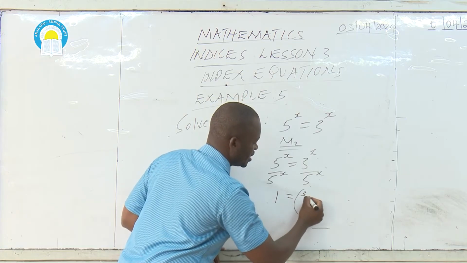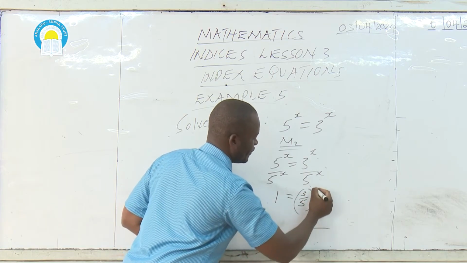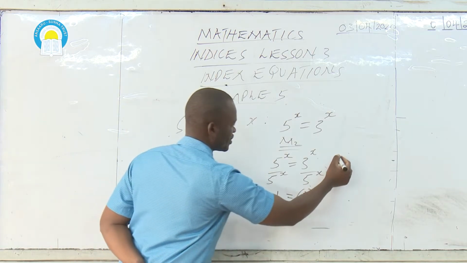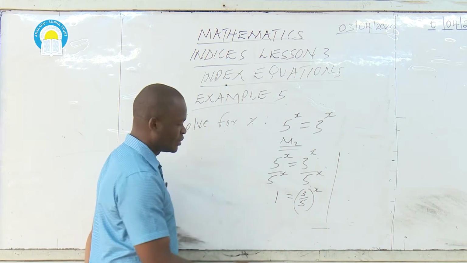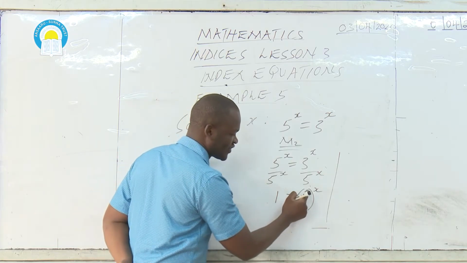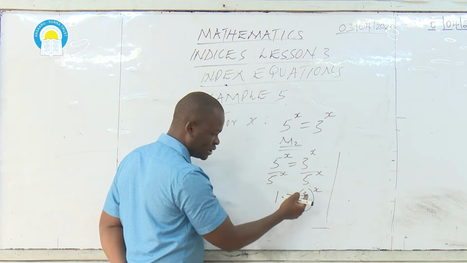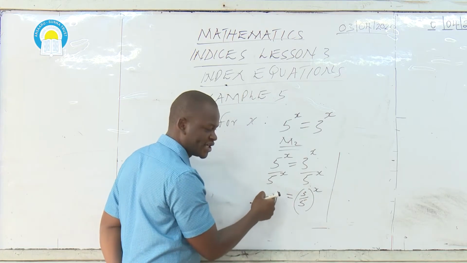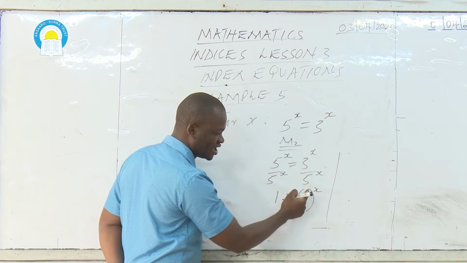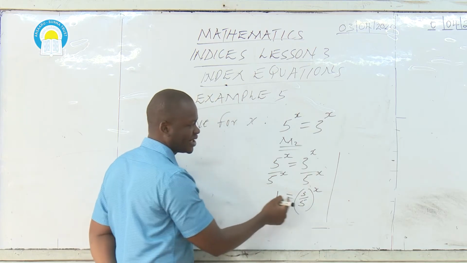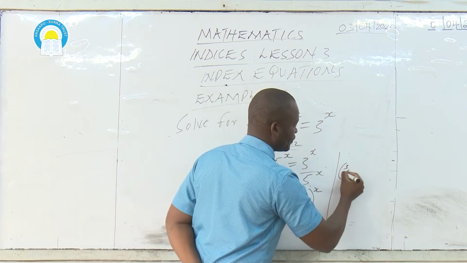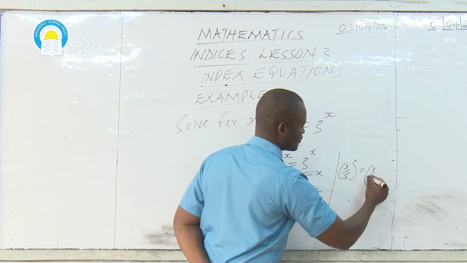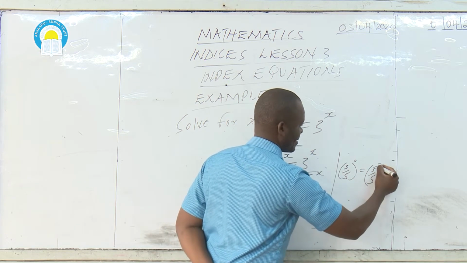That will give us what? 3 over 5 to power what? X. Then, how do you proceed? This is how you proceed. We are saying now, looking at 3 over 5 as our base. I want to express 1 in terms of base 3 over 5. 1 will be what? Will be 3 over 5 power 0, of course, equals 3 over 5 power x.